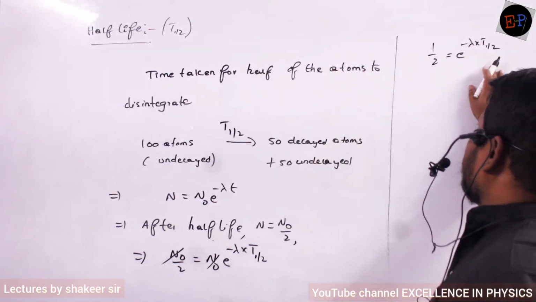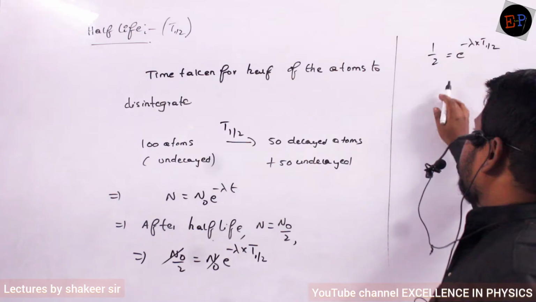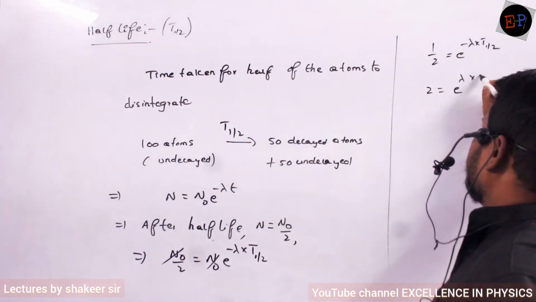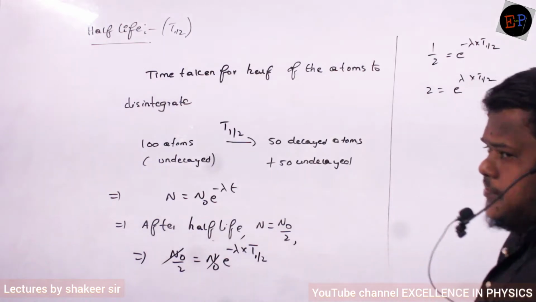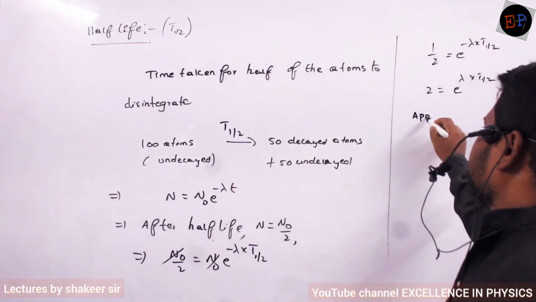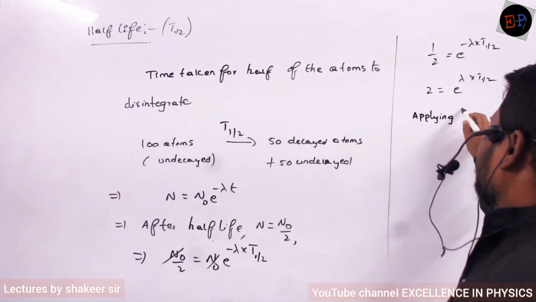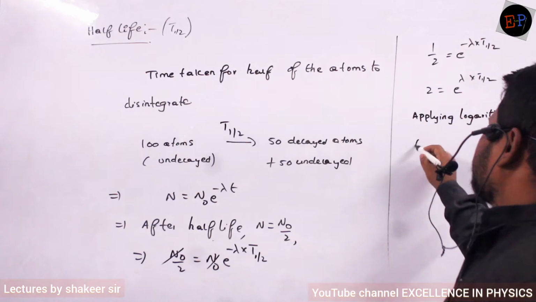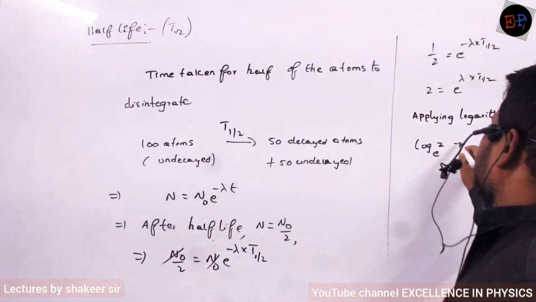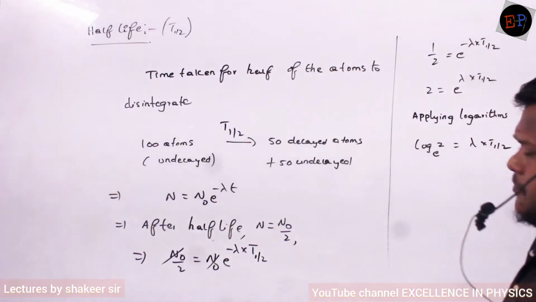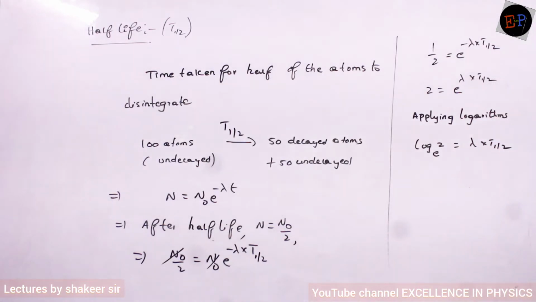Now if I want to remove this minus sign, I can write 2 is equal to e power lambda into T 1 by 2. And now if I want to apply logarithms, I can write log 2 to the base e is equal to lambda into T 1 by 2. This is the method of applying logarithms.